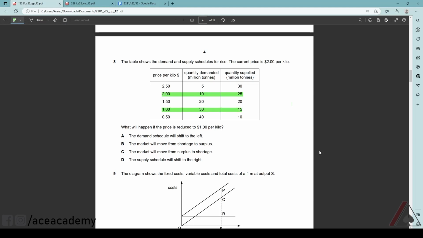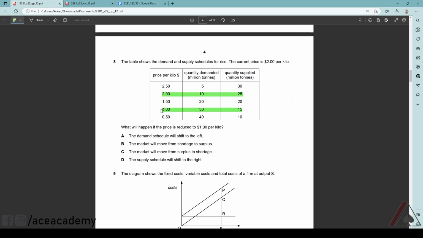Okay, there we go. So there's a change. The price is reduced to $1 per kilo, and therefore there is a reduction in price. What will happen? Okay, let's just first see what these are. So there's the quantity demanded and there's the quantity supplied. At $2 per kilo, the quantity demanded was 10 and the quantity supplied was 25. Therefore, supply was far greater than demand. Therefore, there was a surplus in the economy.